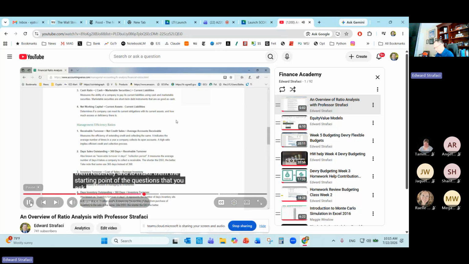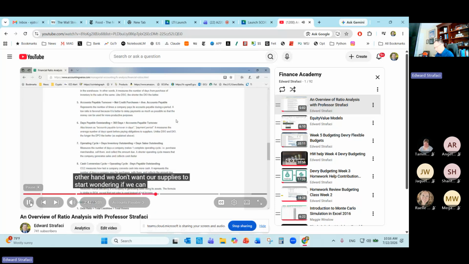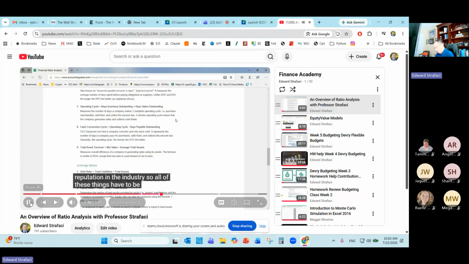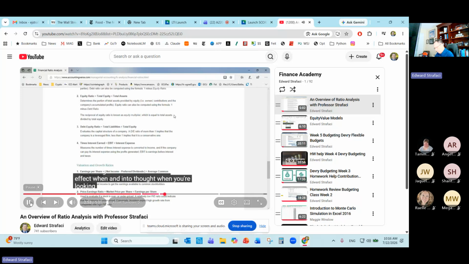Another one is accounts receivable, accounts payable. Of course, we'd like to delay our payables as much as possible. But on the other hand, we don't want our suppliers to start wondering if we can make our payments. That may look bad for your reputation in the industry. So all of these things have to be taken into account and into thought when you're looking at different issues.